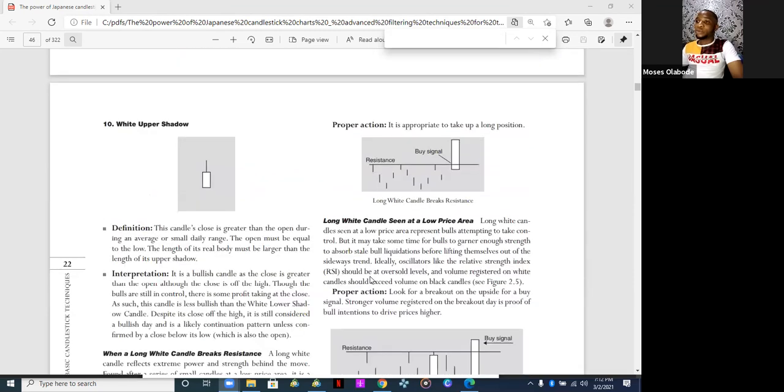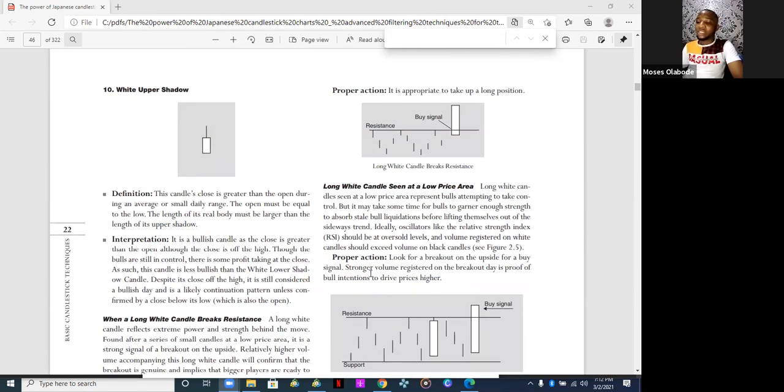And then white upper shadow, okay. A white upper shadow is also likely a continuation signal unless confirmed by a close below its low. So it's still the same thing since there are still bullish candles. If a candle closes above it, this is normally a buy, a bullish candle. If the next candle closes above it here, we can still continue buying. But if it closes below it here, breaking this support, this is a selling market. Get out, because this is a reversal. It tells you that the market is going against you.